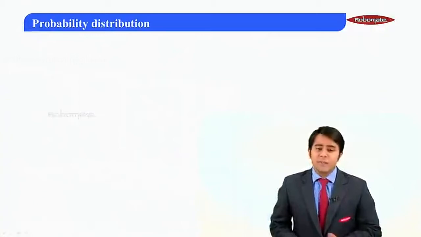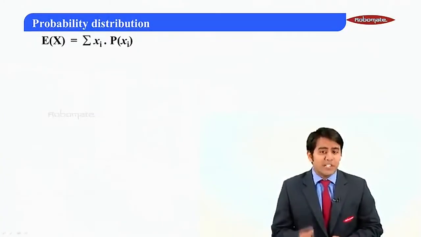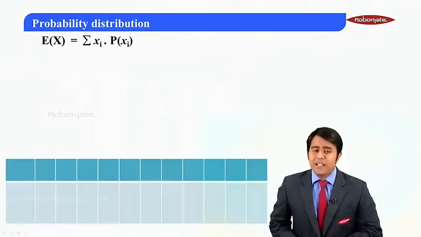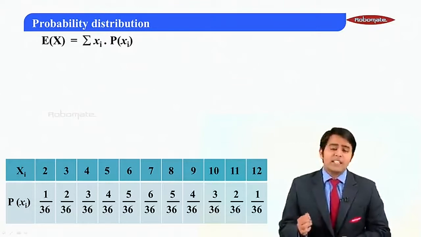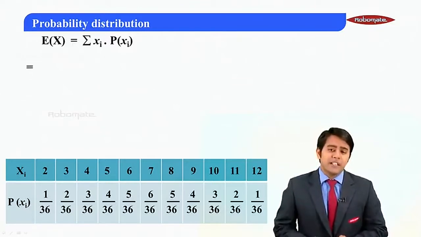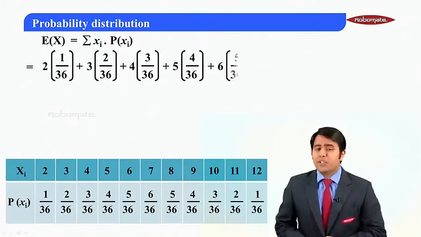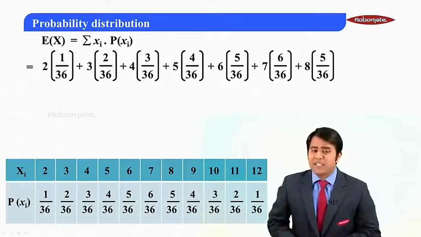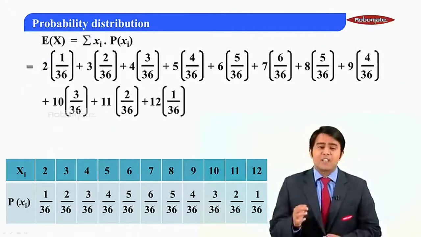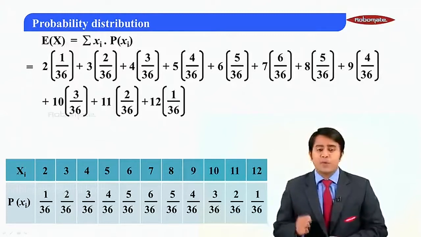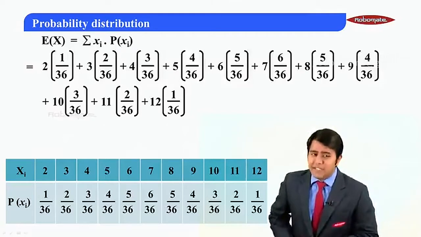Now moving further, let us start with the actual part, that is expected value is summation xi into p of xi. The table which we have is as follows, which we obtained just now. Let us just substitute the values. That is, here the values will be 2 into 1 upon 36 plus 3 into 2 upon 36 plus 4 into 3 upon 36 plus 5 into 4 upon 36, 6 into 5 by 36 and so on. The elements will be up to 12 into 1 by 36, and we have to add all these elements.